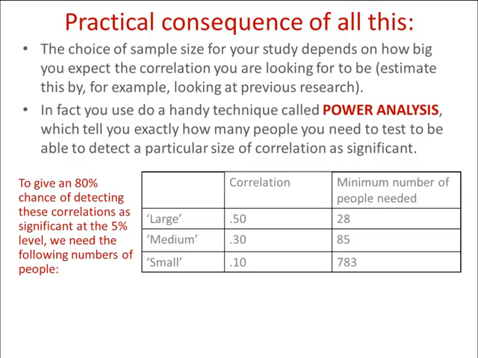We need the following numbers of people. First of all, large correlation, so that's 0.5 correlation, that's just sort of rule of thumb. You'd need 28 people at minimum to get that to be statistically significant at the 5% level. For medium correlation, 0.3, you need 85 people. And for a small correlation, 0.1, notice now that the numbers are really ballooning out. You need about nearly 800 people to detect a small correlation as being statistically different from 0.